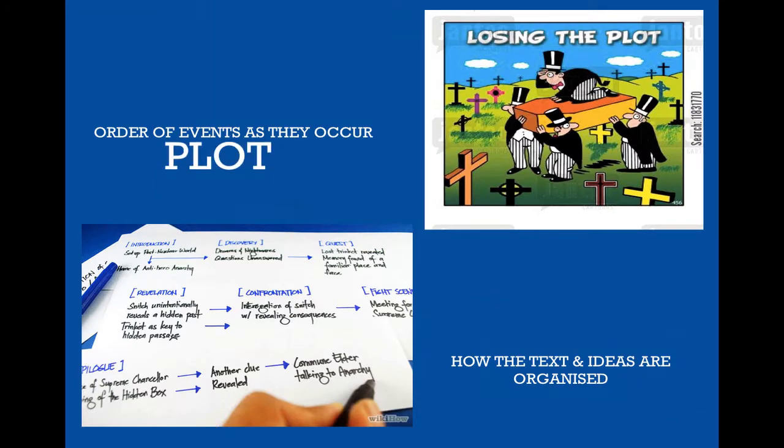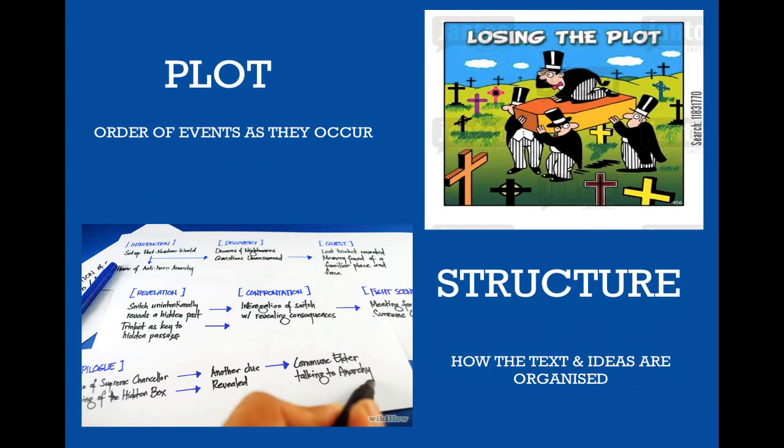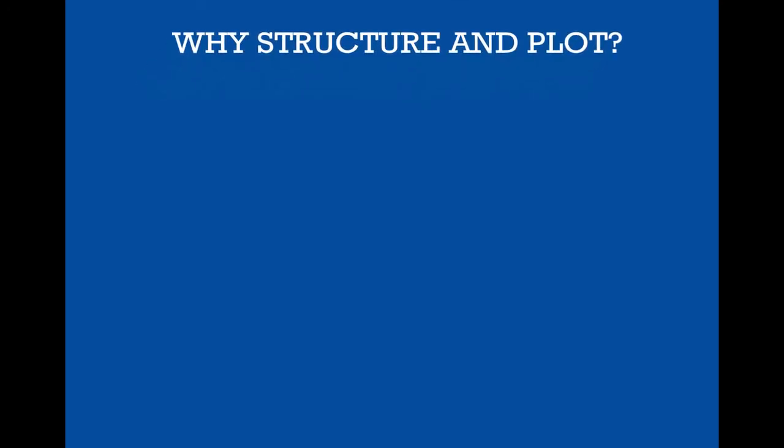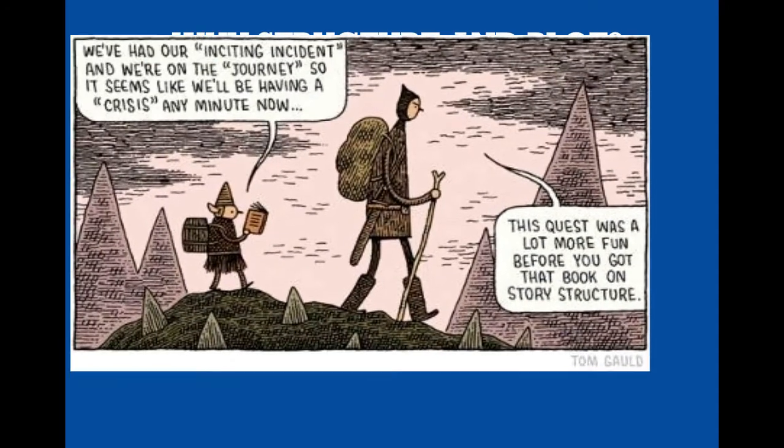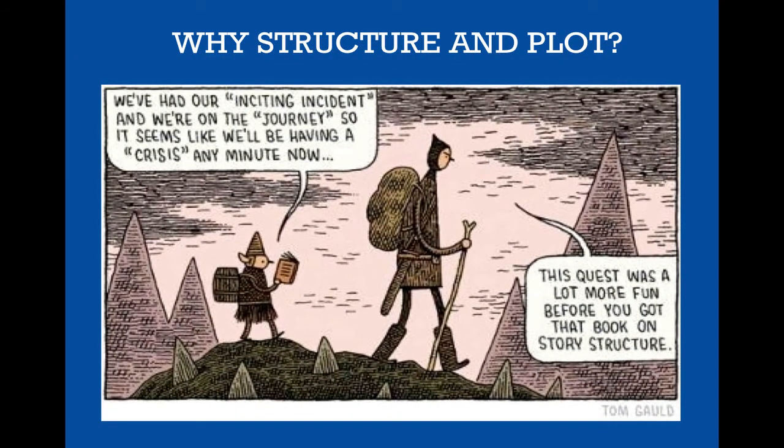What do these terms plot and structure actually mean? The plot is the order of events that occur in the play, and the structure is how the text and the ideas have been organised and put together to have the greatest impact. So why do we need to know about them? Well, you need a detailed knowledge of important events or plot so that you can select the most appropriate and specific examples and quotations to use in your answers to questions in assignments and exams. This knowledge also gives you a deeper appreciation of the story and the skill of the author in bringing the story to life.